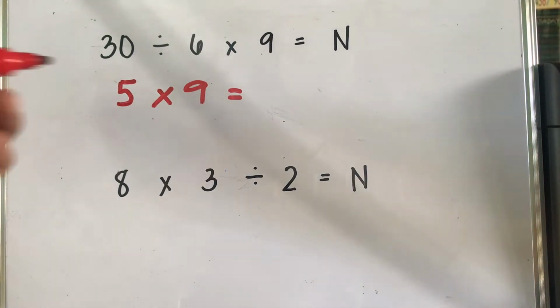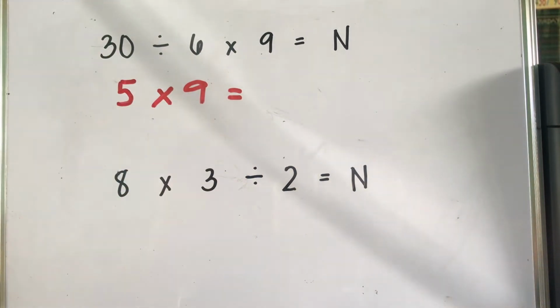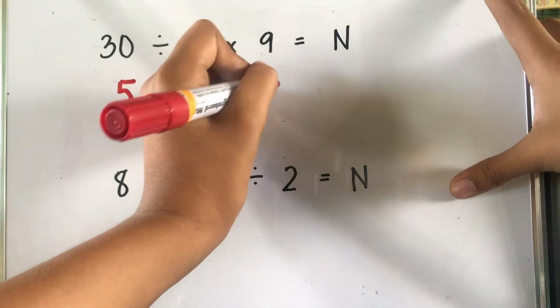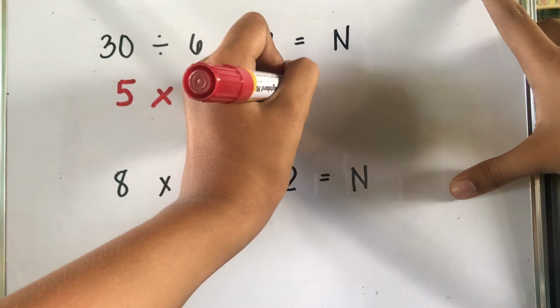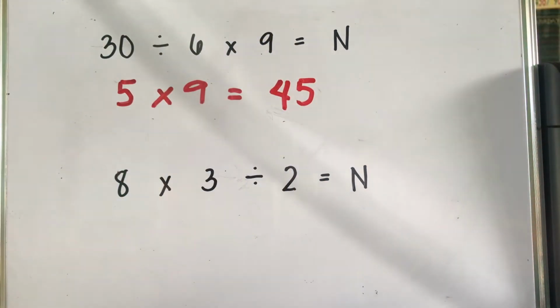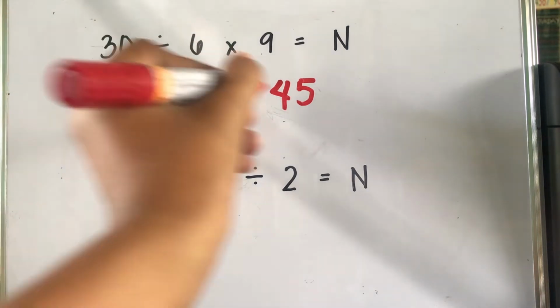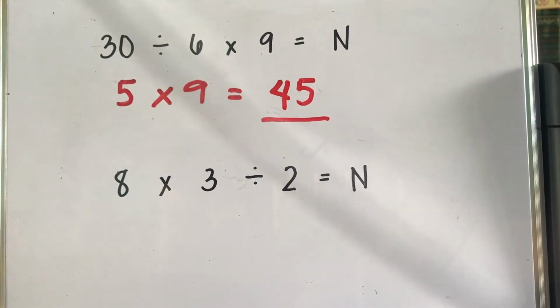So we will solve this one. 5 times 9. Correct. That is equal to 45. Therefore, 30 divided by 6 times 9 equals 45. That is the final answer.